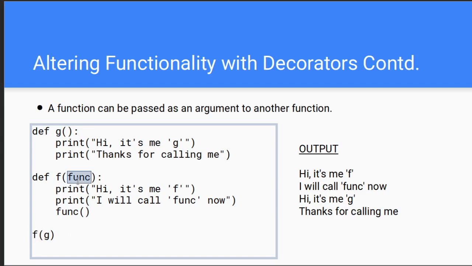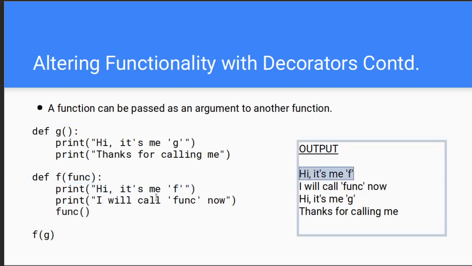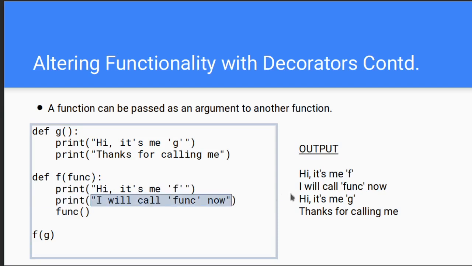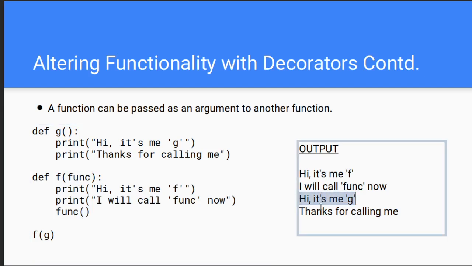So f will receive a parameter called function, func. It'll say, hi, it's me, f. I'm going to call func now. And then it will actually call func, which is the function it received. Whatever function you passed it, it's going to assume it's a function, and it's going to call it. So it calls g and says, hi, it's me, g. Thanks for calling me.